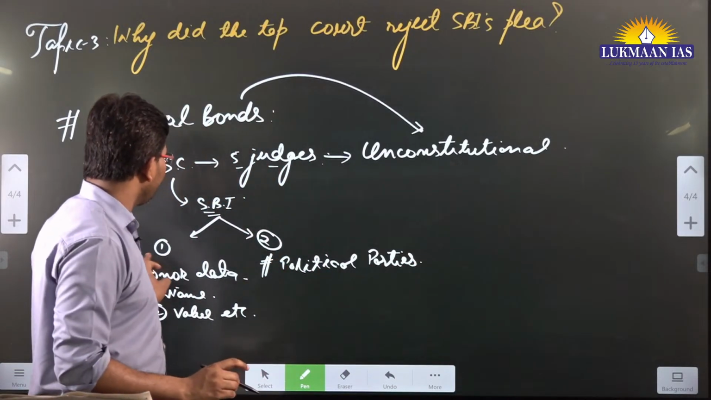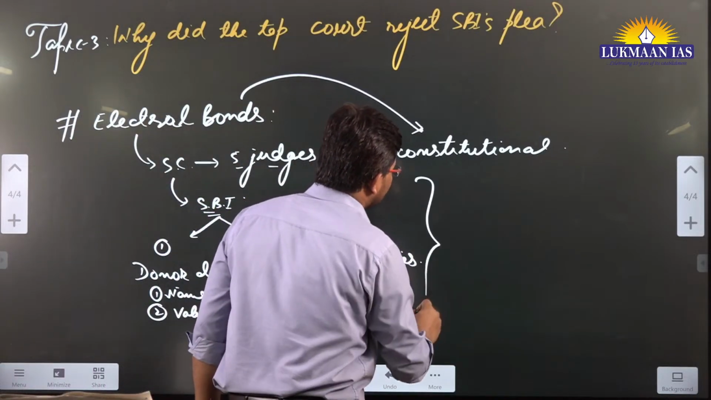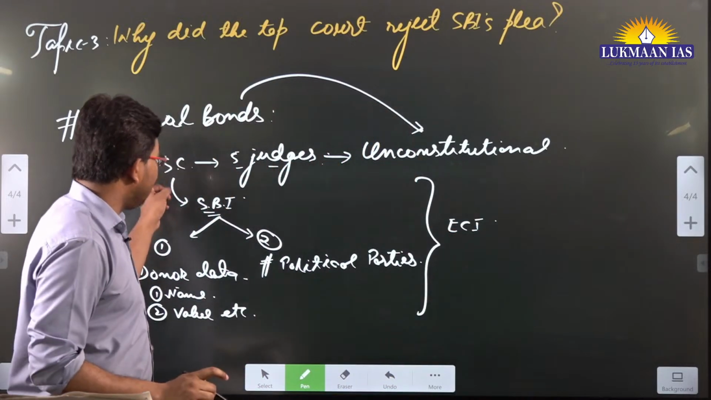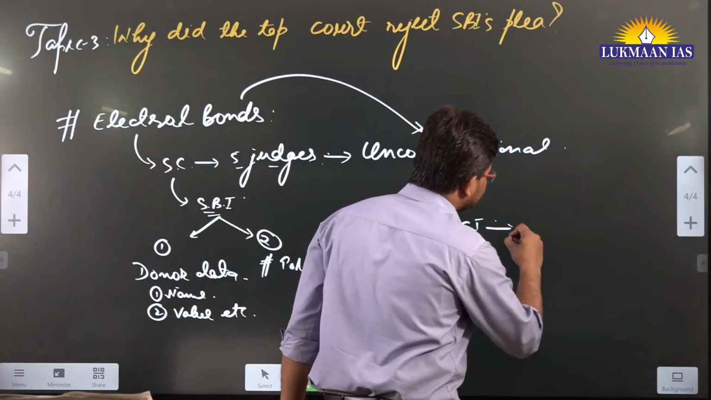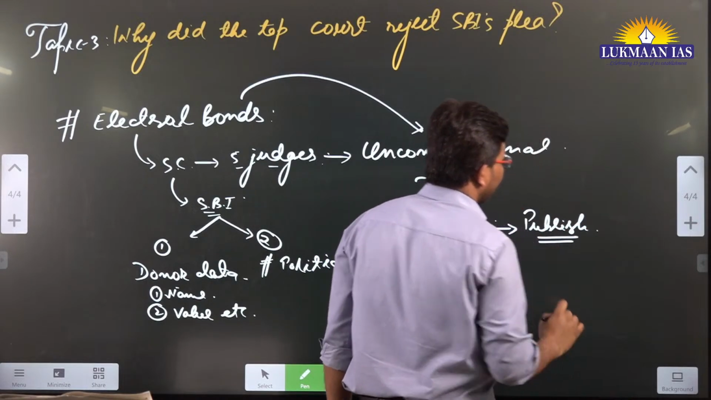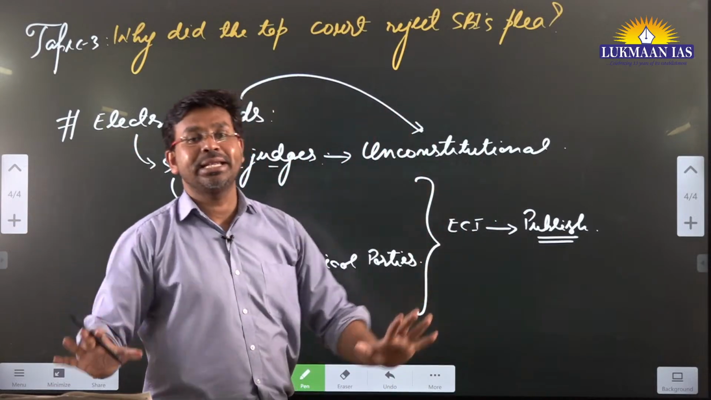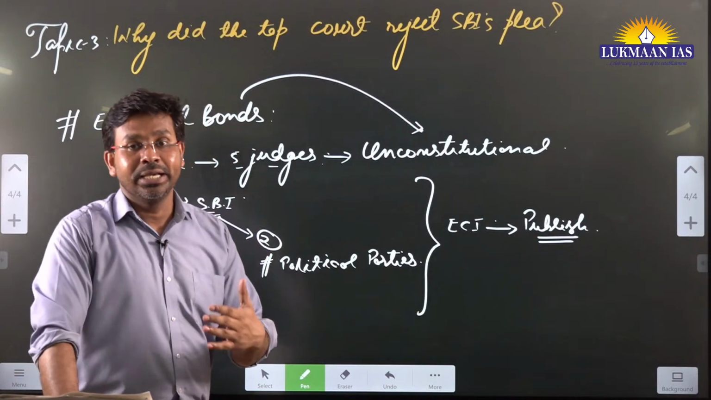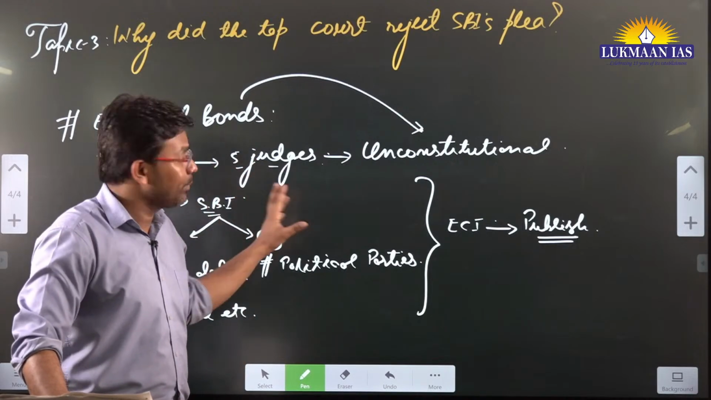The Supreme Court of India has asked the State Bank of India to share all this data with the Election Commission of India. To whom? With the Election Commission of India. And the Supreme Court has asked the Election Commission of India to publish all this data in the public domain through their website, so that the public at large, the voters in India, get to know which political parties have received how much money from which persons. So this was mandated by the Supreme Court of India.